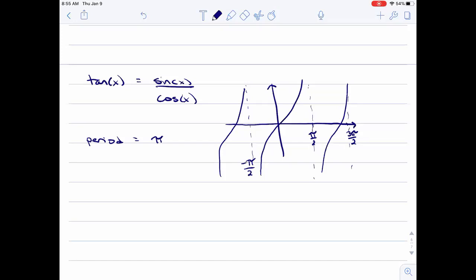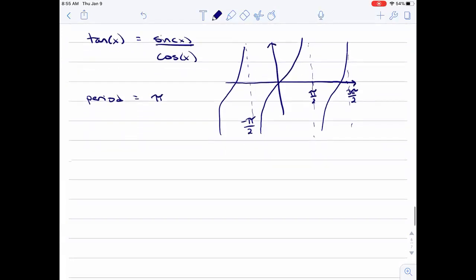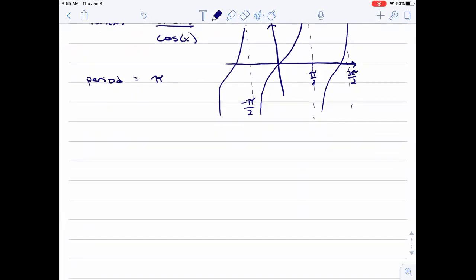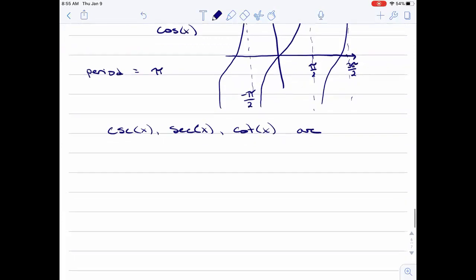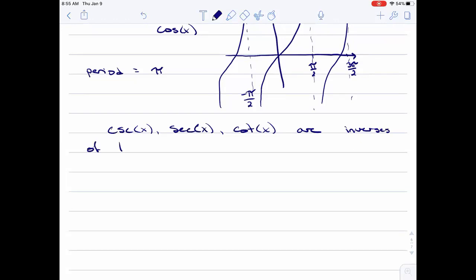Any questions? No. How about, I'll just say cosecant of x, secant of x, and cotangent of x are inverses of the original trig functions. We're not going to talk about those quite yet, and I'll probably do my best to avoid them. I don't like them. We've got our hands full with the original trig functions. They'll come up, because they are the inverses after all.